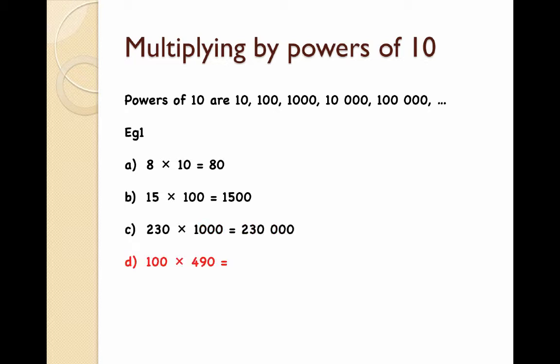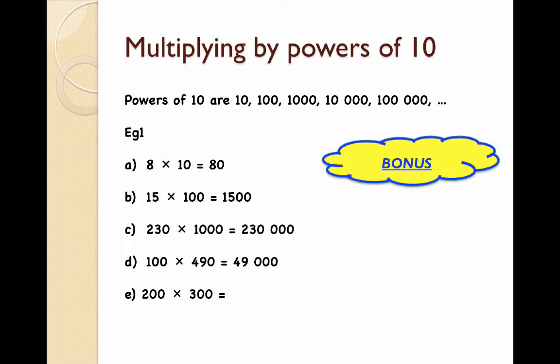It doesn't matter about the order that you multiply in, luckily for us, because what we can do is 490 to start off with, and because I'm multiplying by 100, which has 2 zeros in it, I'm going to put 2 zeros in my answer. 49,000 is the answer. You might notice that in the question, the 100 has 2 zeros and the 490 has 1, so altogether in your answer you should have 3 zeros.